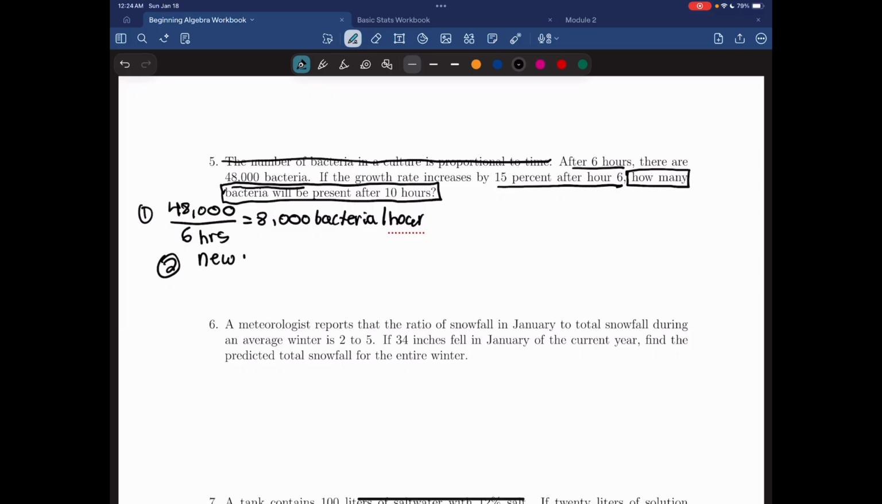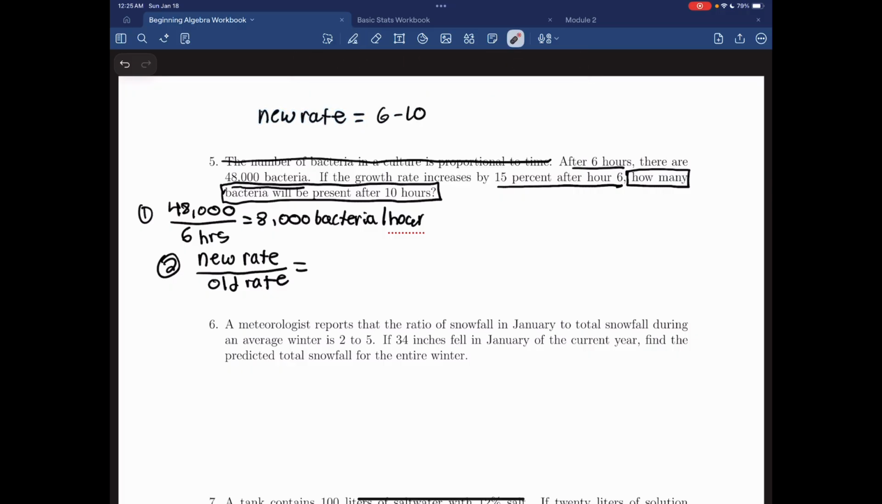So we're going to have some new rate. And then we're going to divide that by our old rate. And we know that our new rate increases by 15%. And by the way, when I say new rate, I mean our new rate is the rate between hours 6 to 10. Because we are told here that at 6 hours, this is our bacteria. And then after hour 6, it increases by 15% than what was before.